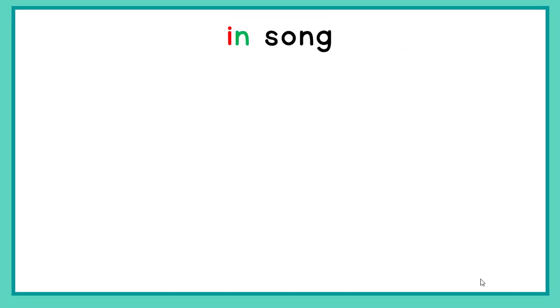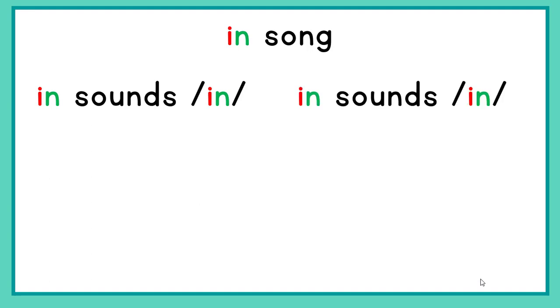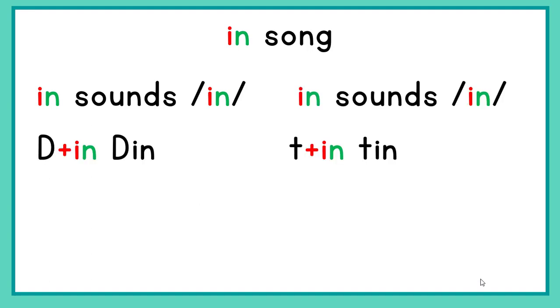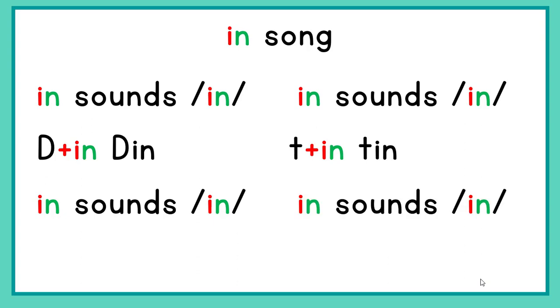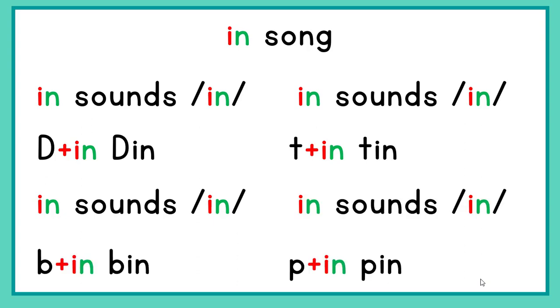All right. So now, the I N song. The first round, I will read for you first, and you have to listen. Okay? Are you ready? All right. I N sounds in, I N sounds in. D, in, din, T, in, tin. I N sounds in, I N sounds in. B, in, bin, P, in, pin.